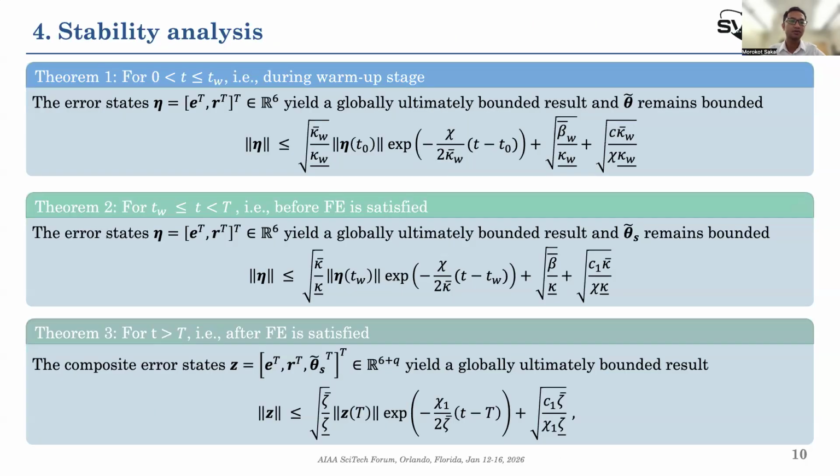In this paper, we also prove the theory, the stability analysis for each of the time intervals that we talk about in the two-stage controller. I will not talk more in detail about this, but in general, the main idea is that we are able to ensure that the state will have a globally ultimately bounded result. And after the finite excitation condition has been satisfied, we also ensure that the estimation error will also remain globally ultimately bounded.